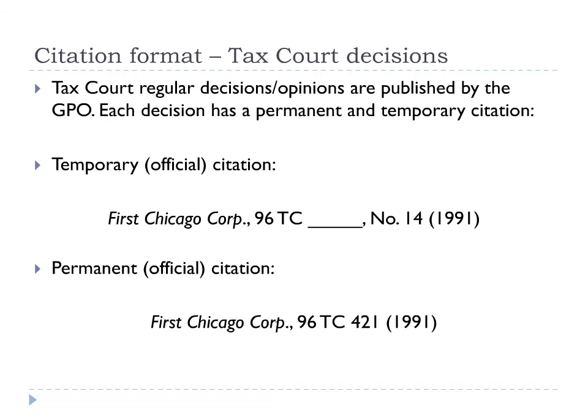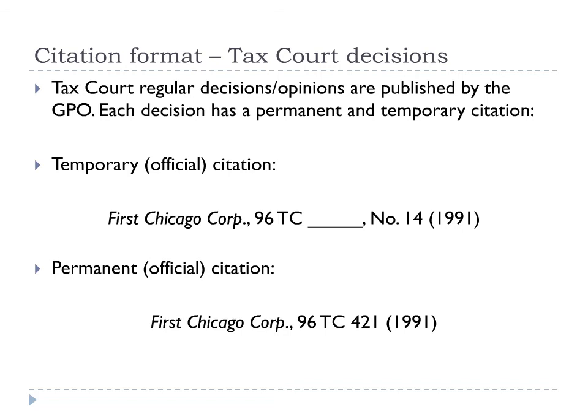The reason for these two citation formats is that the case gets a temporary citation until it is officially printed in the tax court reporter. Once it's printed in that reporter, we stop using the temporary citation and instead use the permanent citation.